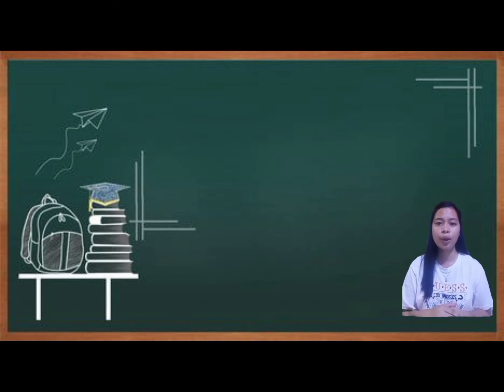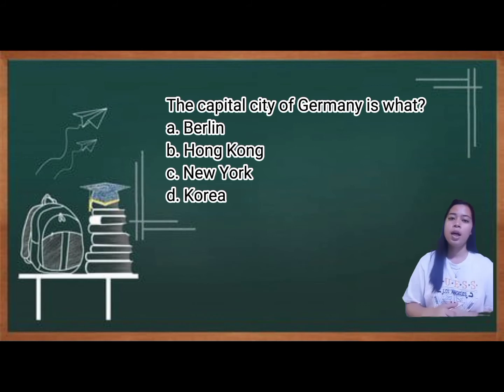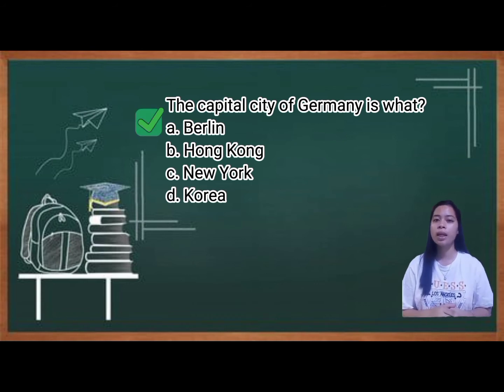For the non-example, the capital city of Germany is what? A. Berlin, B. Hong Kong, C. New York, D. Korea. The choices or distractors given were easy to identify. The right answer is Berlin, since it seems more like a capital city than the others, which are obviously names of a country and not a capital.